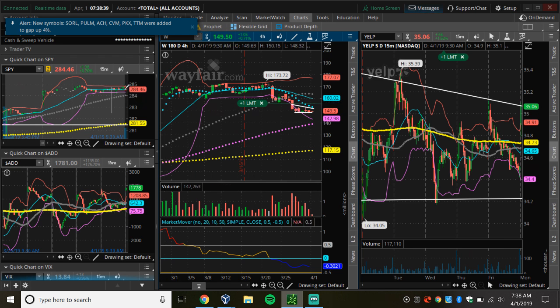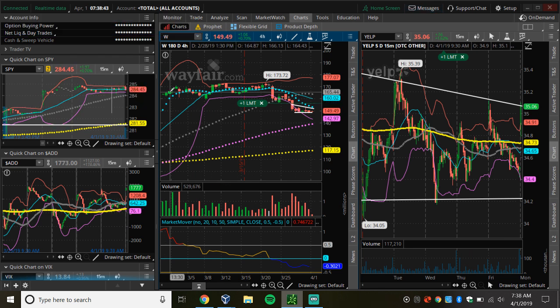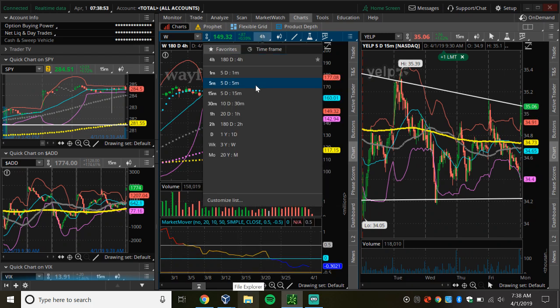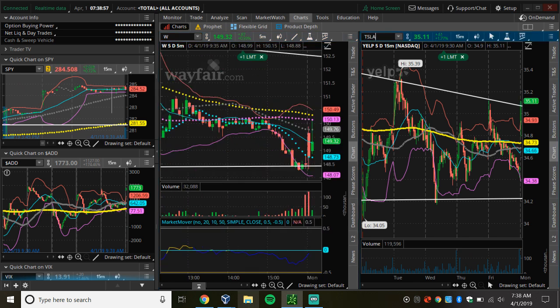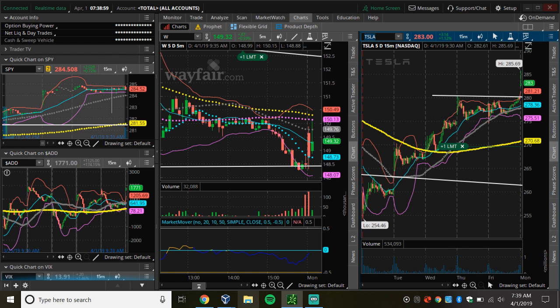So market right now is dropping. We're entering back into the range it opened up at, and Yelp still hitting that trend line. Just very interesting day so far. And this is just an interesting morning. Tesla not loving the breakout either.